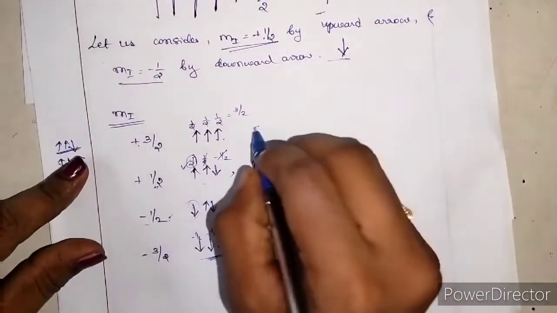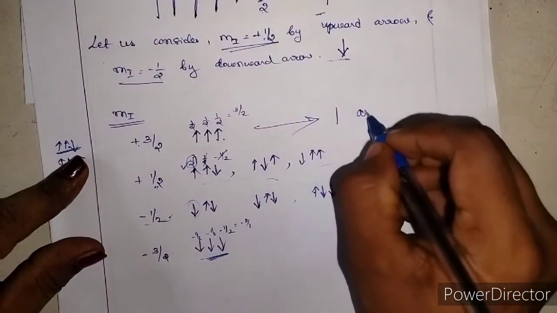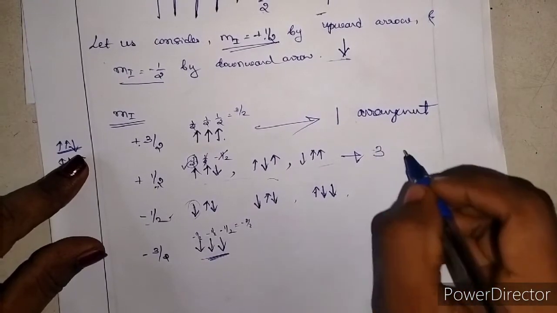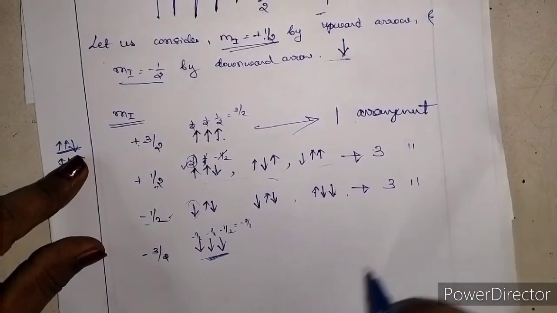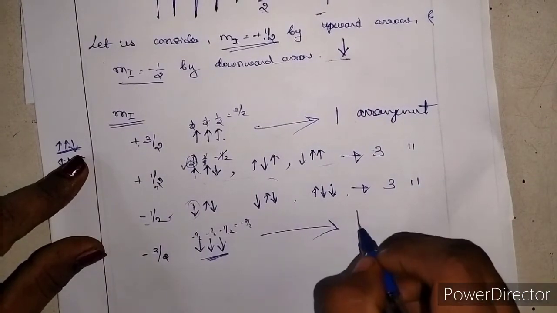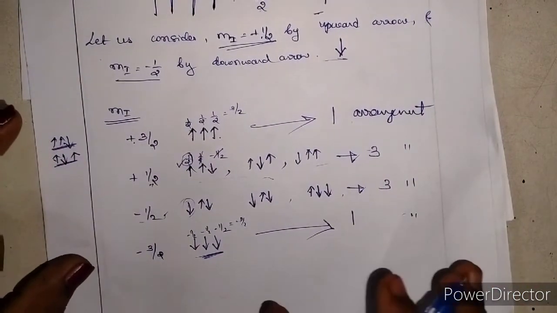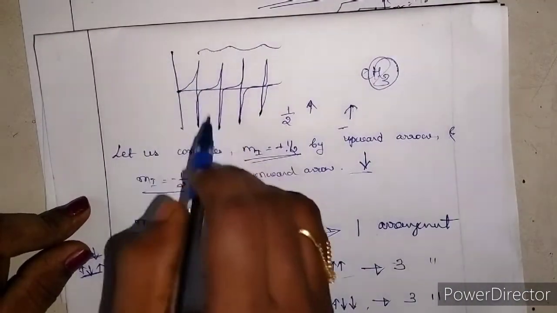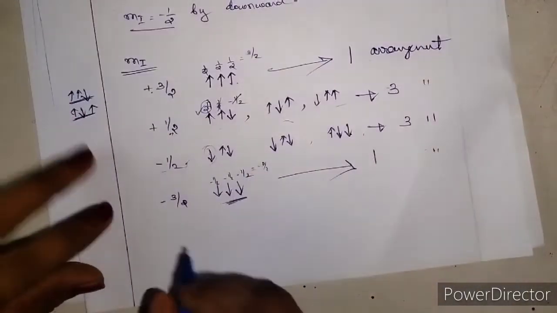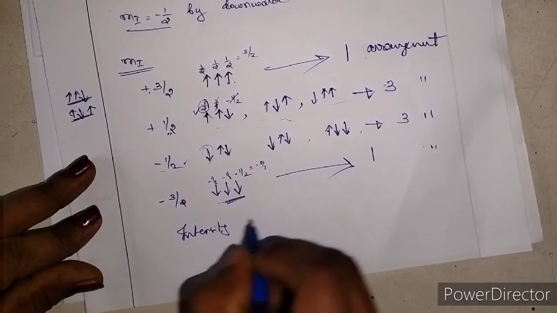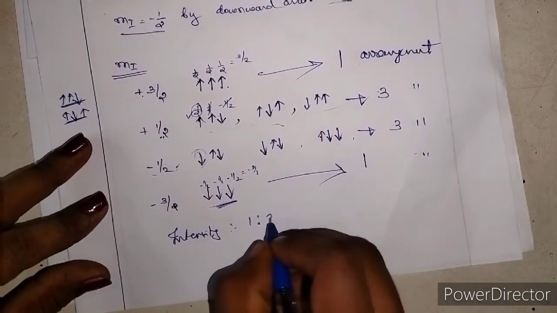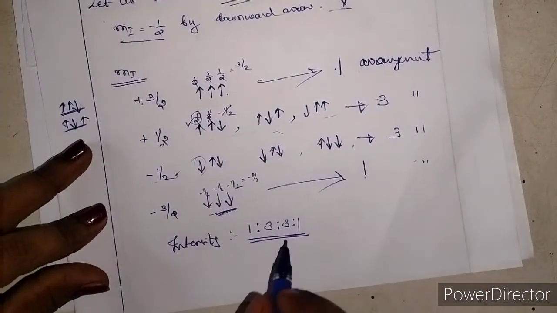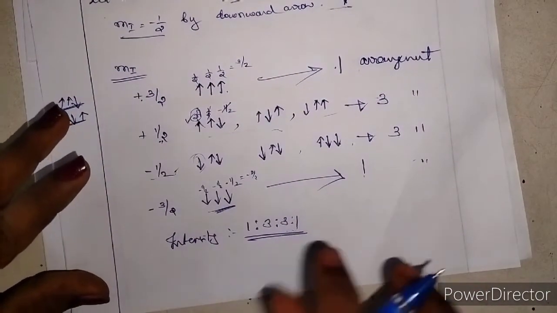Now I write here one arrangement. Here how many possible arrangements are there? 3 possible arrangements. Here also 3 possible arrangements. Here how many arrangements? Only one arrangement. Now we can say that we get 4 transitions, right? We know that there will be 4 transitions. Now what is the intensity? The intensity of those 4 transitions will be 1:3:3:1. That will be the intensity of the 4 transitions for the methyl free radical.